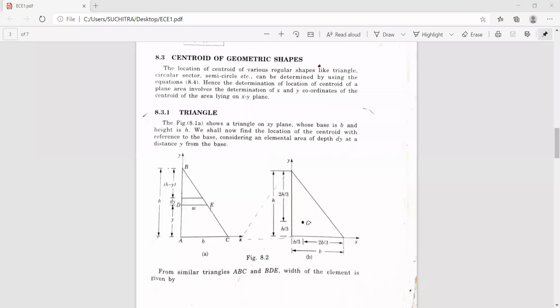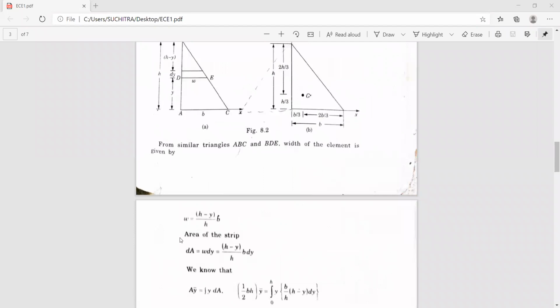Now let us find the centroid of the right angle triangle by the method of integration with respect to base. Now you have two triangles here. One is ABC and the other one is BDE, correct? So from similar triangles ABC and BDE, the width of the element W is given by, W by B is nothing but H minus Y by H, correct?